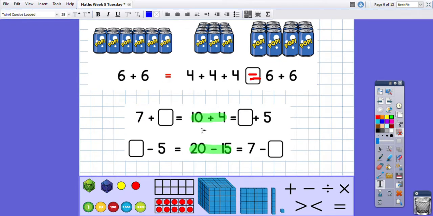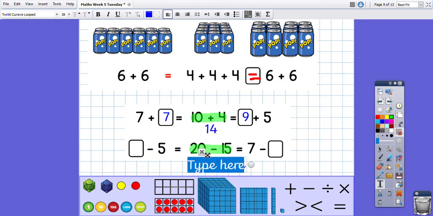So hopefully you've had a go. So 10 add 4 is 14. So we need to know, what do we add to 7 to make 14? It's 7. Well done. And what do we add to 5 to make 14? So I'm going to put 5 in my head and count on to 14. So it's 5, 6, 7, 8, 9, 10, 11, 12, 13, 14. It's 9. Well done.